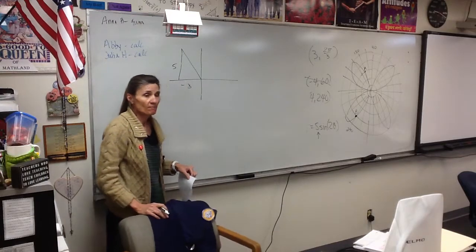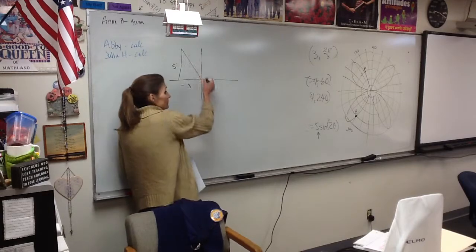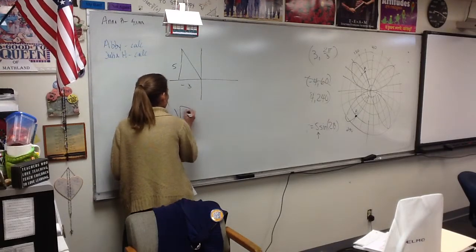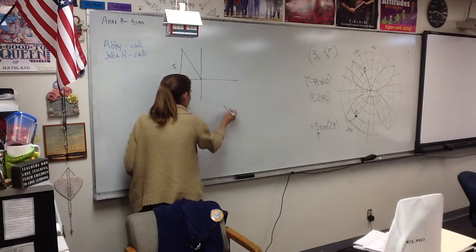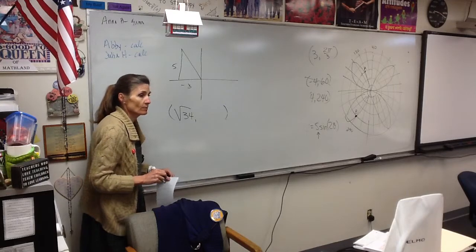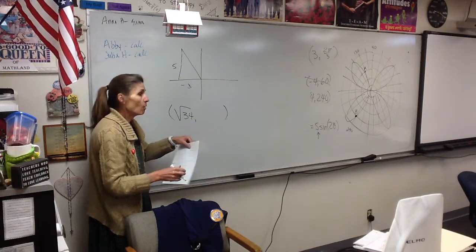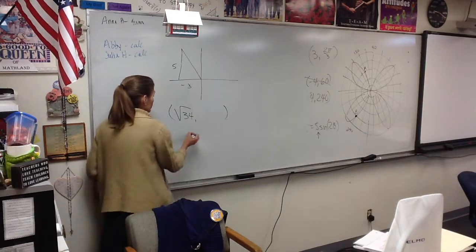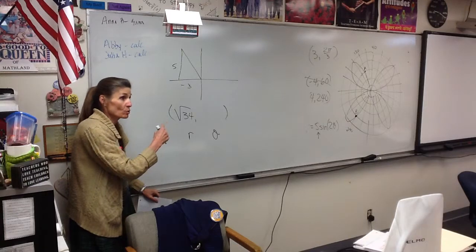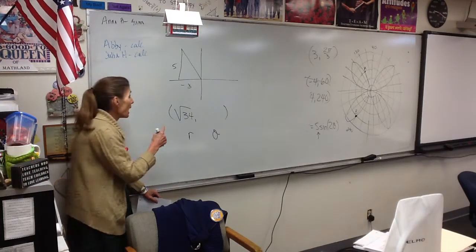Over 3, up 5. Kids, isn't this R? What will R be? Root 34. And how do we get R? One more time. Pythagorean Theorem. Now we need theta. We're looking for R and theta. This is a quest question. This was on your review sheet. How do we find theta?